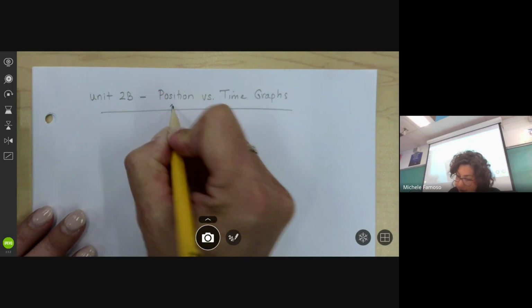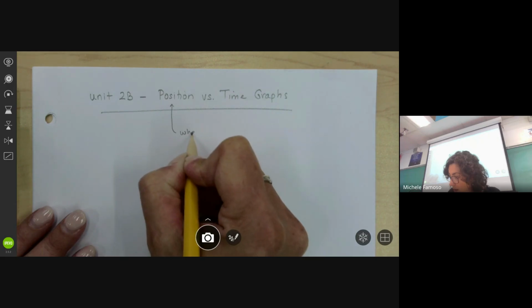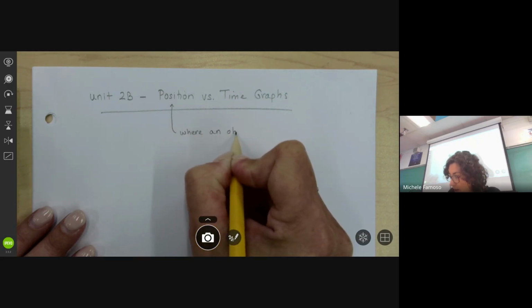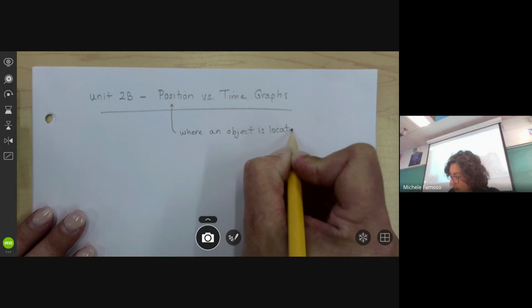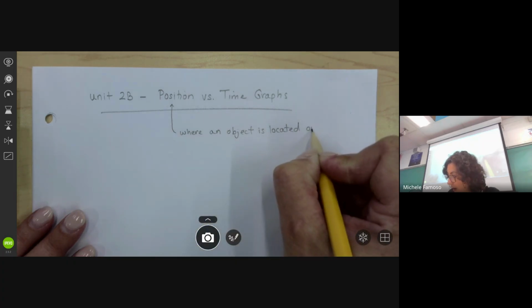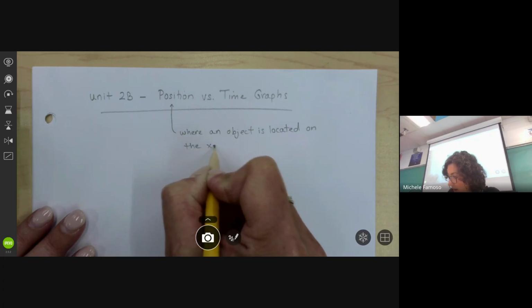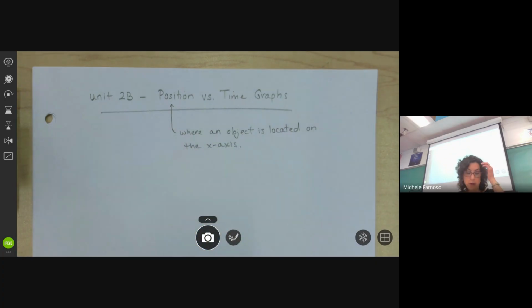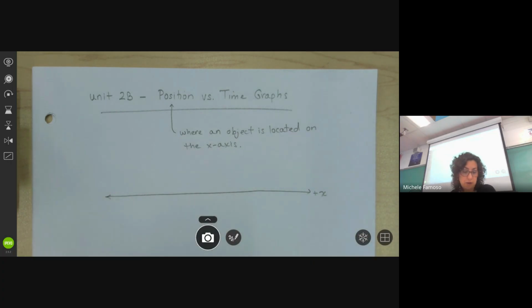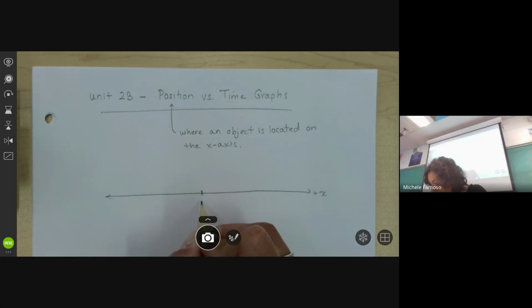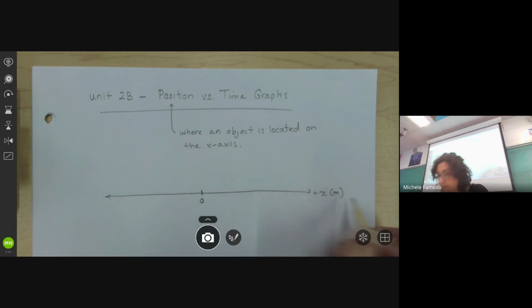Remember that the term position refers to where an object is located. And in this unit, we're going to say on the x-axis. Okay, we're going to do this on the x-axis only in Unit 2, which means we're going to be dealing with things moving left and right. So let's make an x-axis here. This is the positive x direction. Let's say our origin is right here. These are all going to be in meters.